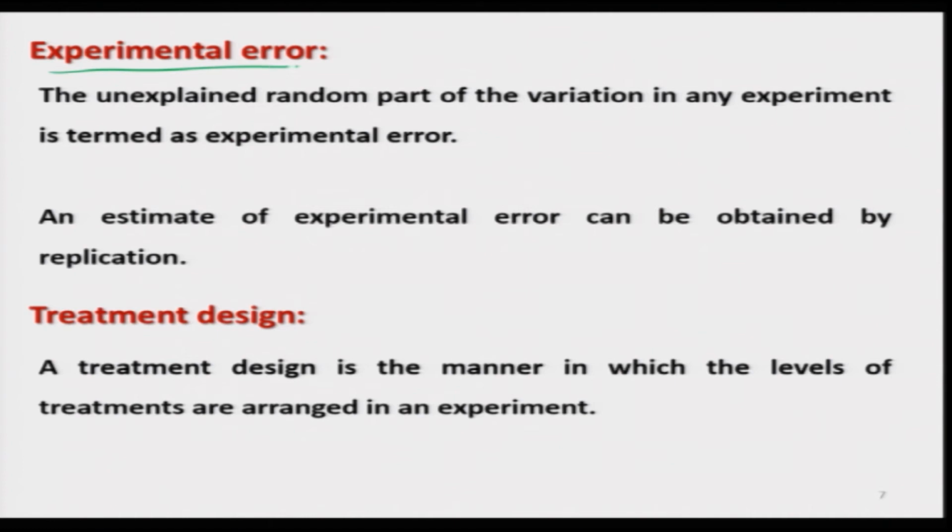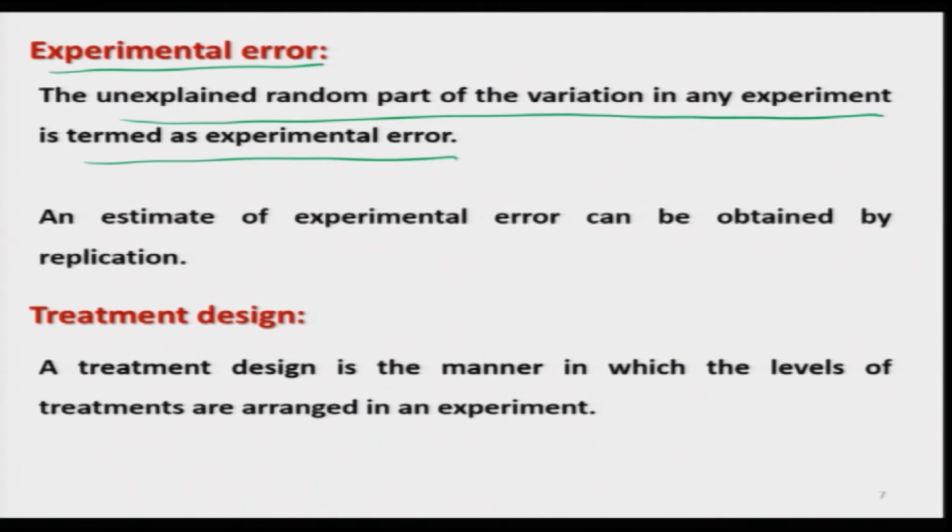Then the terminology we have here: experimental error. The unexplained random part of the variation in any experiment is termed experimental error. For example, if you take 2 patients of the same age and give them the same dose of tablet, you will still see some difference in the time in which the medicine has brought the body temperature to normal. That can be due to various factors which are beyond our control, and that part is termed experimental error. An estimate of experimental error can be obtained by replication, right. That is how we conduct this analysis of variance. How we are going to do it, we will see.